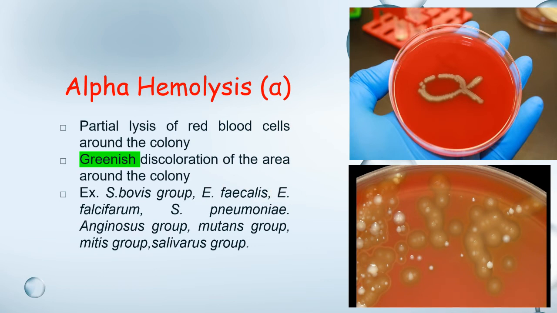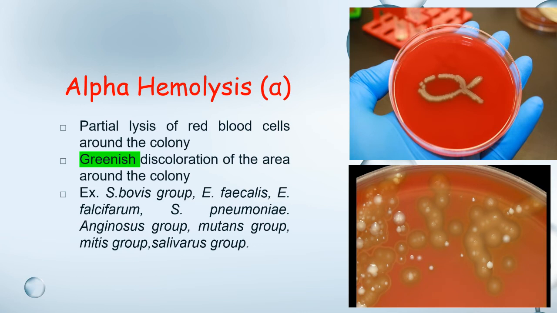So alpha hemolysis is the reduction of the red blood cell hemoglobin to methemoglobin in the medium surrounding the colony. So this causes a green or brown discoloration in the medium. Okay, again, yung hemoglobin nagiging methemoglobin. Kaya siya nagkakaroon ng greenish or brown discoloration.